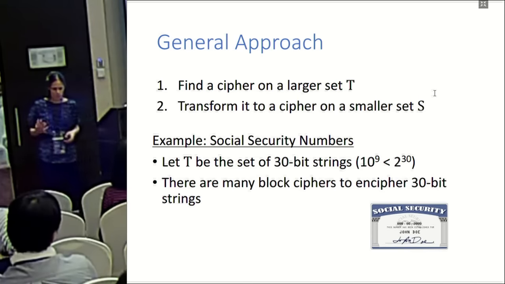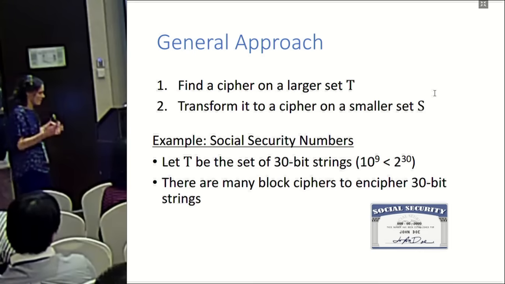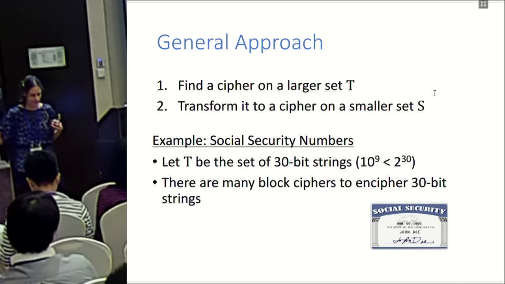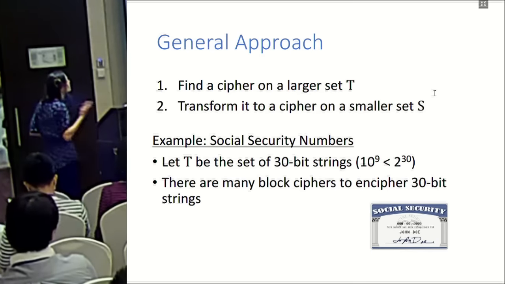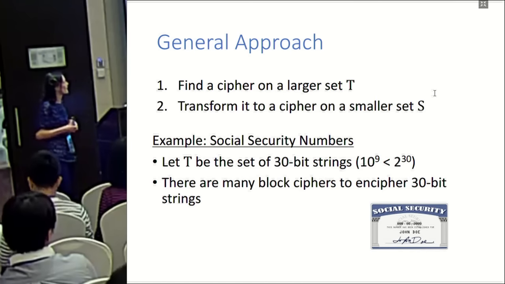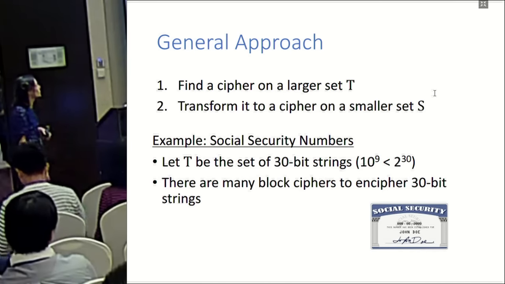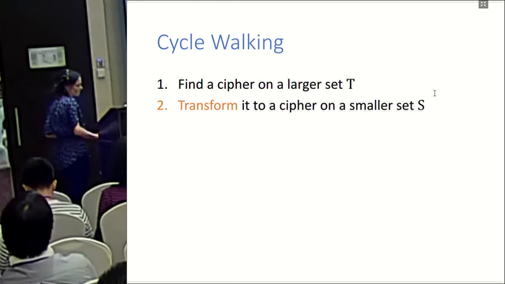Okay, so here's the general approach to this problem. Again, we find a cipher on some larger set T, which contains our set as a subset. Then we transform it into a cipher on our smaller set S, and this is the problem I started with at the very beginning. So for example, in the Social Security setting, we can use the larger set T, let that be the set of 30-bit strings. We have many ways to encipher this. And then we need to tackle the second step, right?